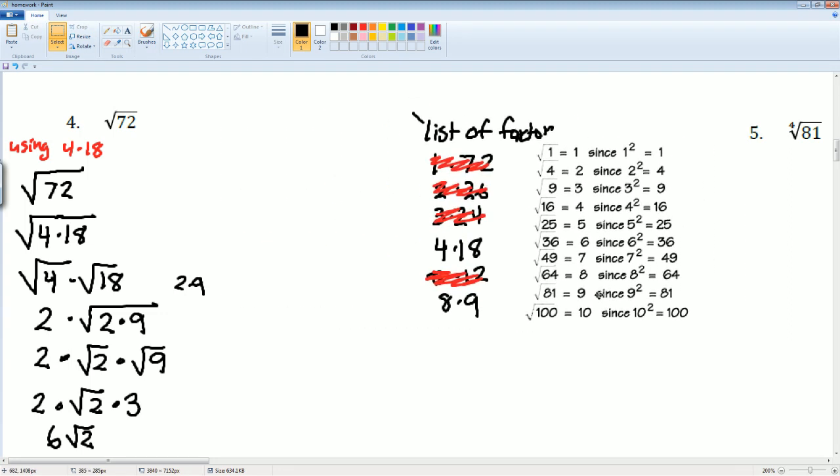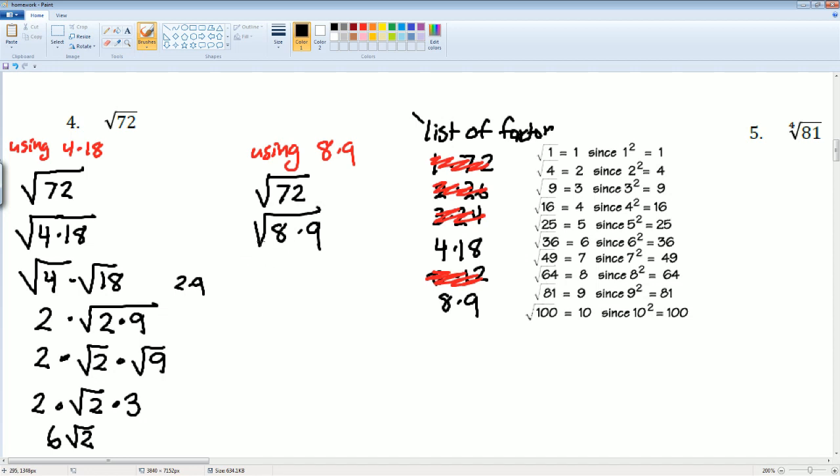Okay. Now, watch me use the other way. Do you see how this is a little bit longer? Let me do it using 8 times 9. Watch how beautiful this is. Okay. The square root of 72 can be broken down into 8 times 9. All right.